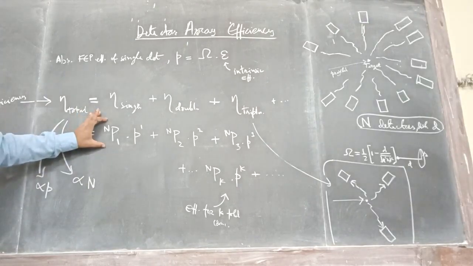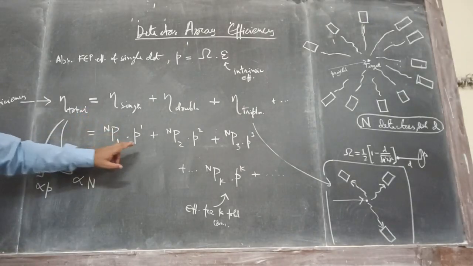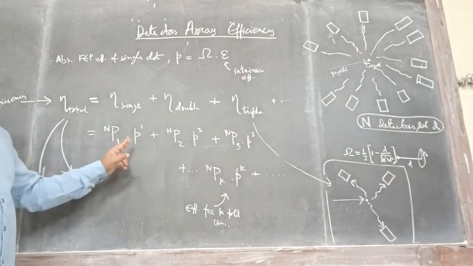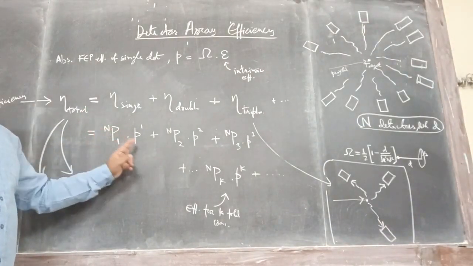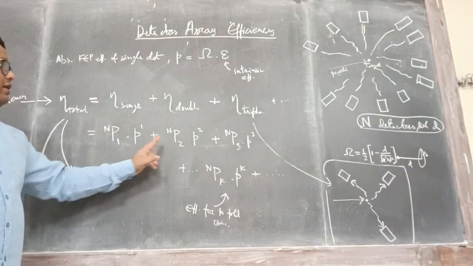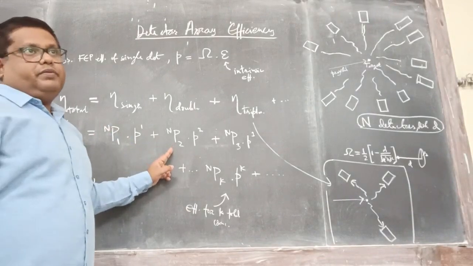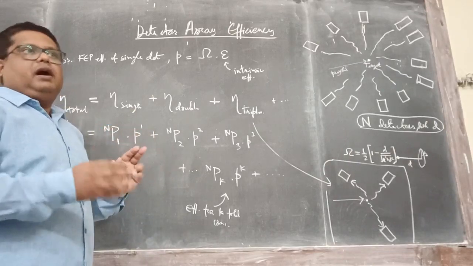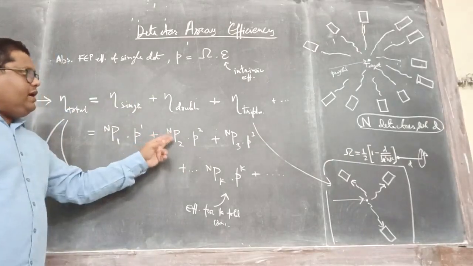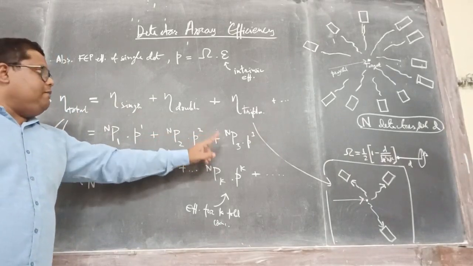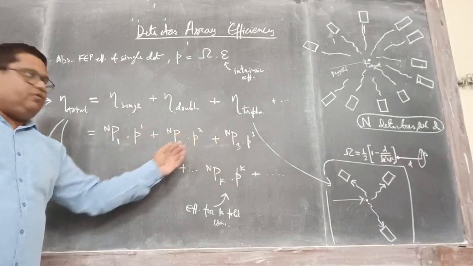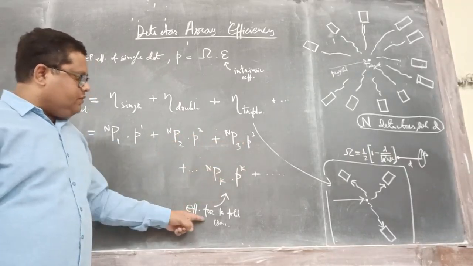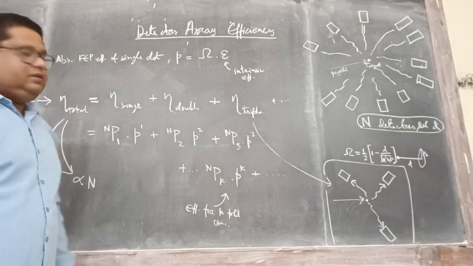See, the number of possibilities, NP1, into the full energy efficiency of a single detector, NP1 into P, P to the power 1. Next, number of doubles. Now you might say, sir, why is this different? I will come to this later on. Right now, NP2 into P square, NP3 into P cube, and so on and so forth. See, NPK into P^K basically is the efficiency for K-fold coincidence.